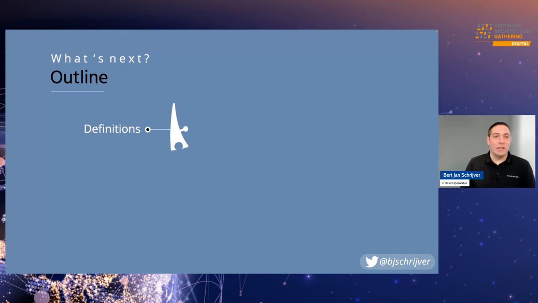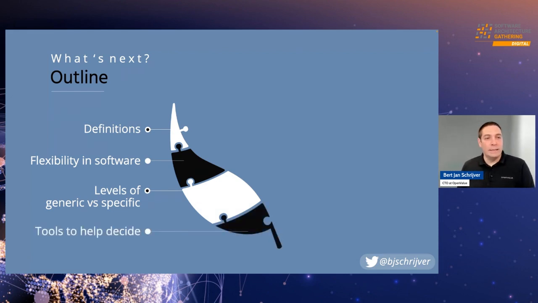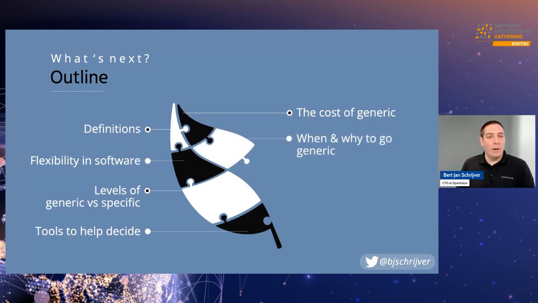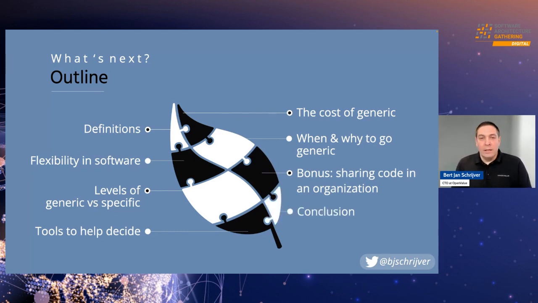So I'll start with a couple of definitions. I'll talk about flexibility in software. We'll talk about different levels where you can apply generic versus specific design. I'll show you some tools to help you decide. We'll talk about the cost of generic solutions, when and why to go generic. Maybe if we have time left, we'll talk about sharing code in an organization, and we'll end with a conclusion. We also have people from Austria, from Spain, basically all over the place.